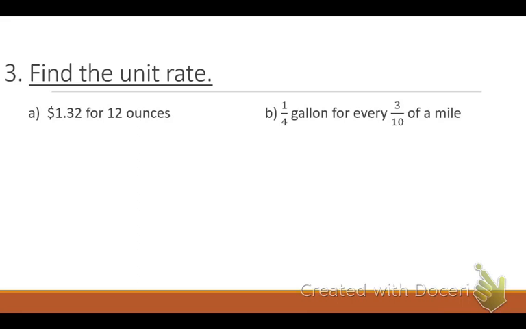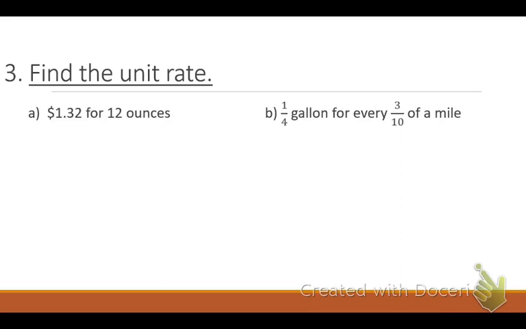For the next part, it says to find the unit rate. I want everyone to look at their notes. Just flip back 1 page, and I want you to look at where it says unit rate in our notes. Guys, read to me, what does the definition of a unit rate say?